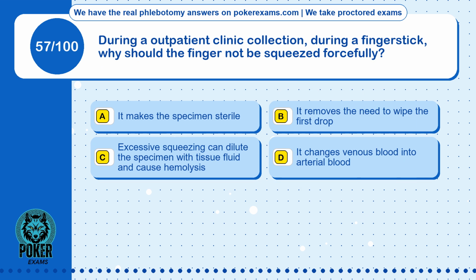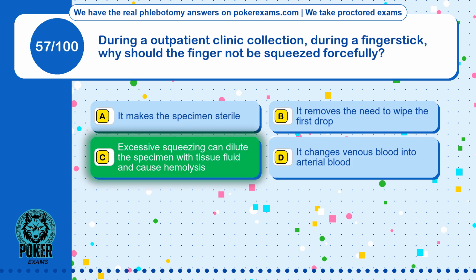Question 57. During an outpatient clinic collection, during a finger stick, why should the finger not be squeezed forcefully? Option A. It makes the specimen sterile. Option B. It removes the need to wipe the first drop. Option C. Excessive squeezing can dilute the specimen with tissue fluid and cause hemolysis. Option D. It changes venous blood into arterial blood.